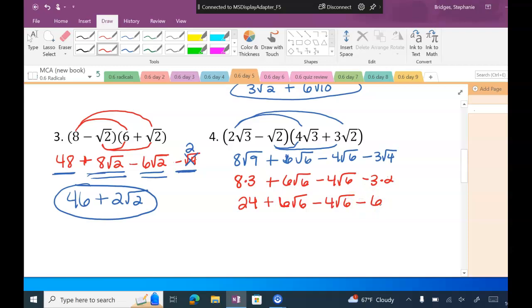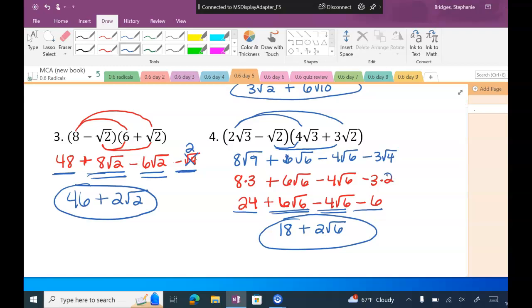Now we're ready to combine our like terms. Numbers without the radicals: 24 minus 6 is 18. And then the numbers with the radical. Positive 6 square roots of 6 and a negative 4 square roots of 6 is going to give me a positive 2 square roots of 6. And then can I simplify that square root of 6 at all? No. And so just make sure you distribute, multiplying things that are in the same place. Simplify any perfect squares, combine your like terms, and then just double check to see if any of your radicals can simplify any further.